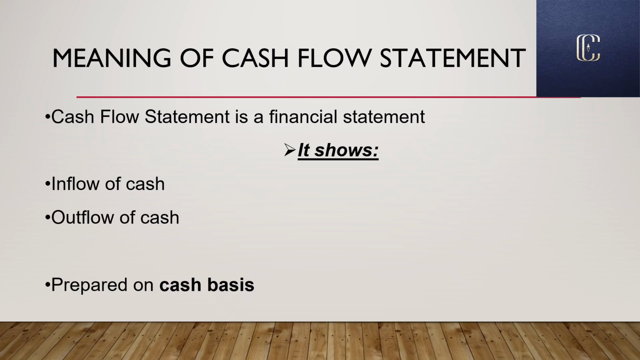For example, you sold goods worth around 20,000 rupees on credit. In books of accounts, recorded as profit, but not shown in cash flow. You received 10,000 rupees from debtor, shown in cash flow, even though sale happened earlier. Cash flow statement ignores promises. It records only the reality.